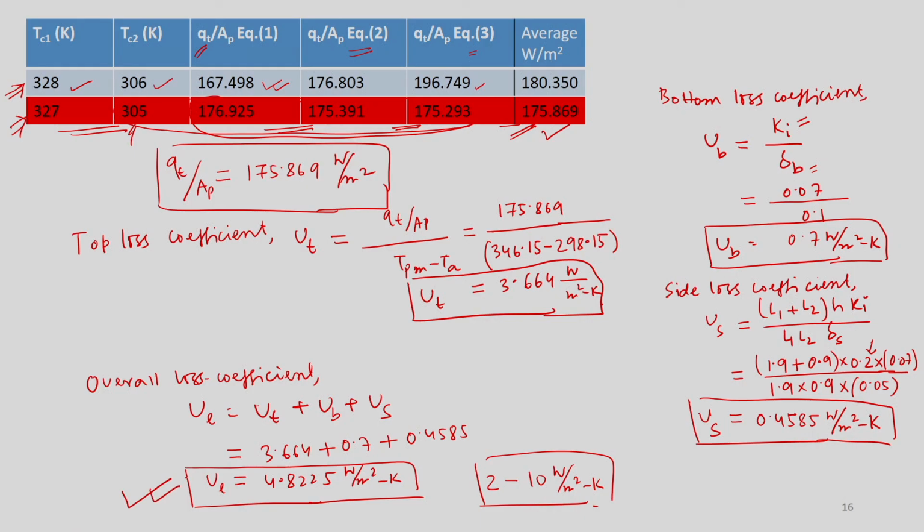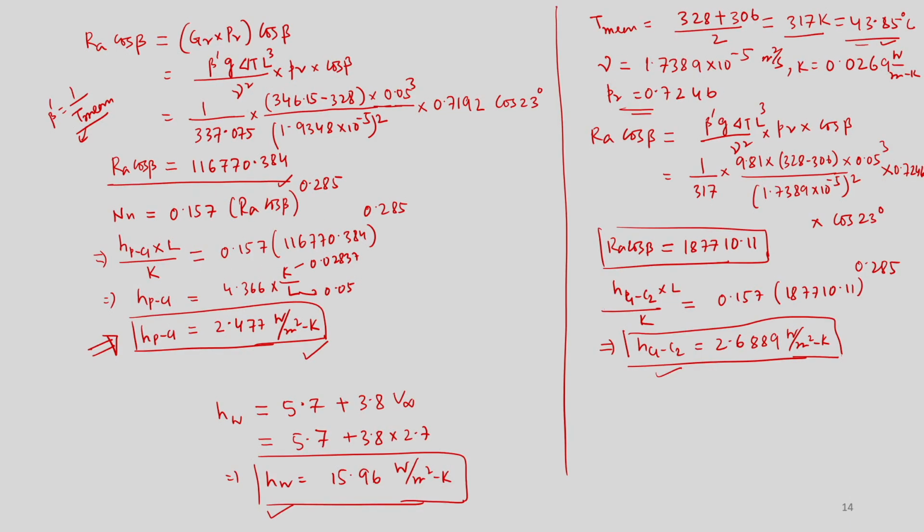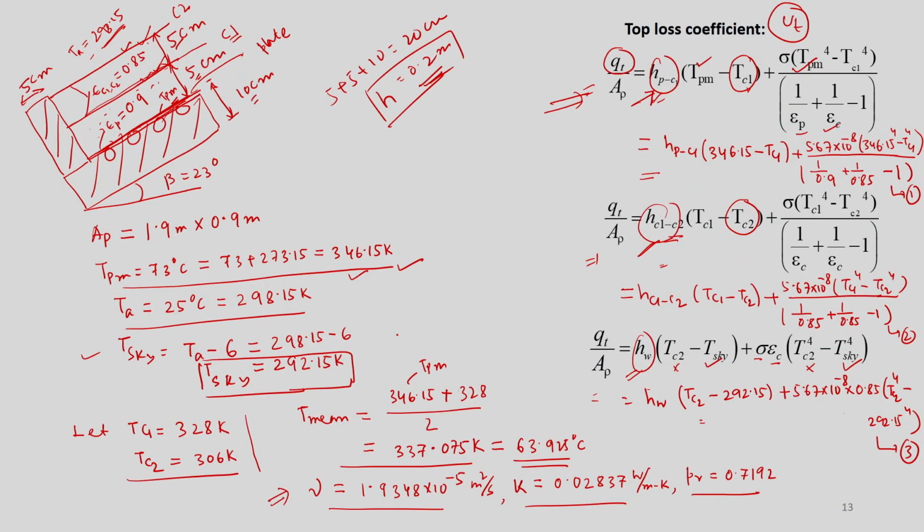Okay. So, losses are not much. So, this design can be adopted. Okay. So, I will just briefly tell what we have done in this problem. The problem was the calculation of the overall loss coefficient. So, in order to find out the overall loss coefficient, we need 3 parameters. One is the top loss coefficient, one is the bottom loss coefficient and one is the side loss coefficient. These 3 loss coefficients are required to calculate UL.